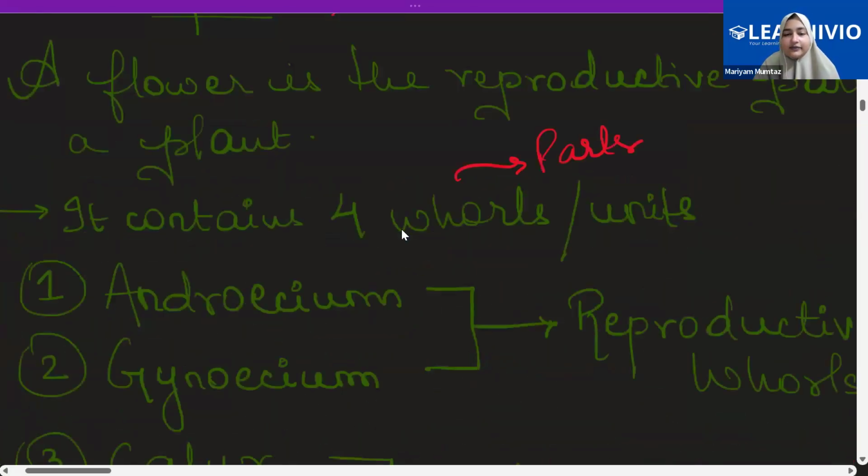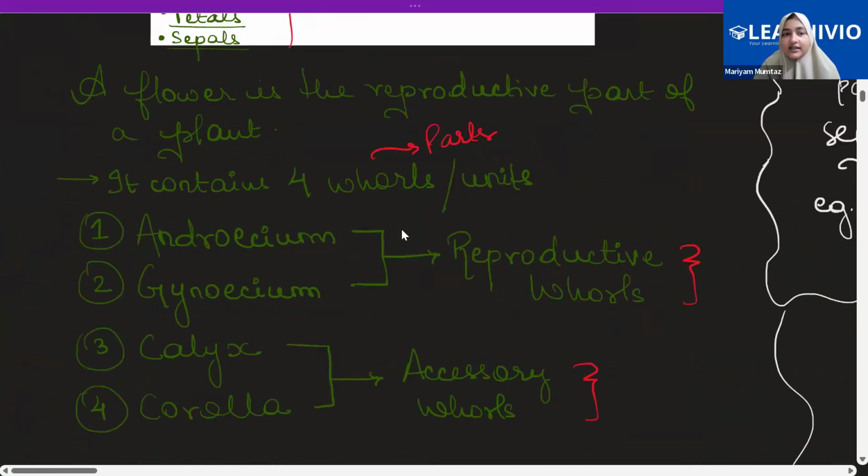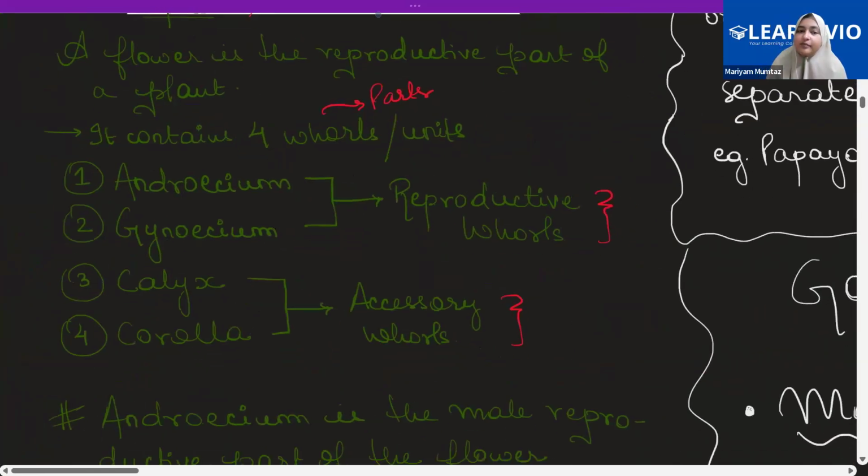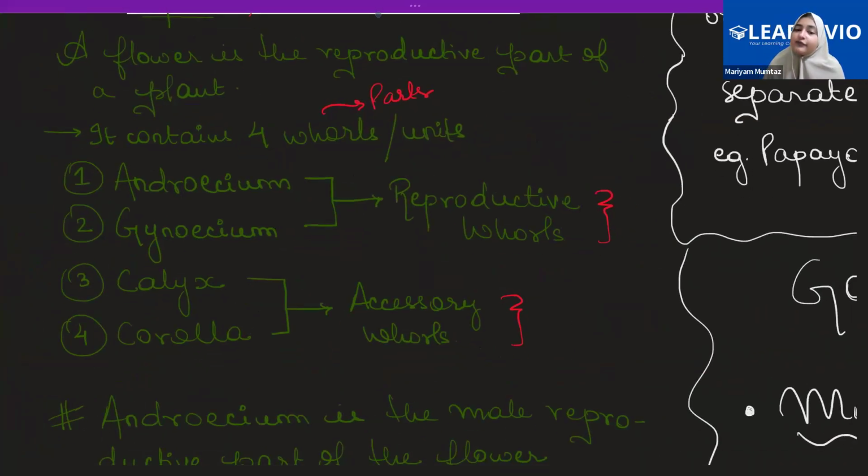These are the various things that we have just discussed. So a flower is the reproductive part of a plant. It has four parts or four units: androecium, gynoecium, calyx, and corolla. Androecium and gynoecium are the reproductive units. Calyx and corolla are the accessory whorls or accessory units.